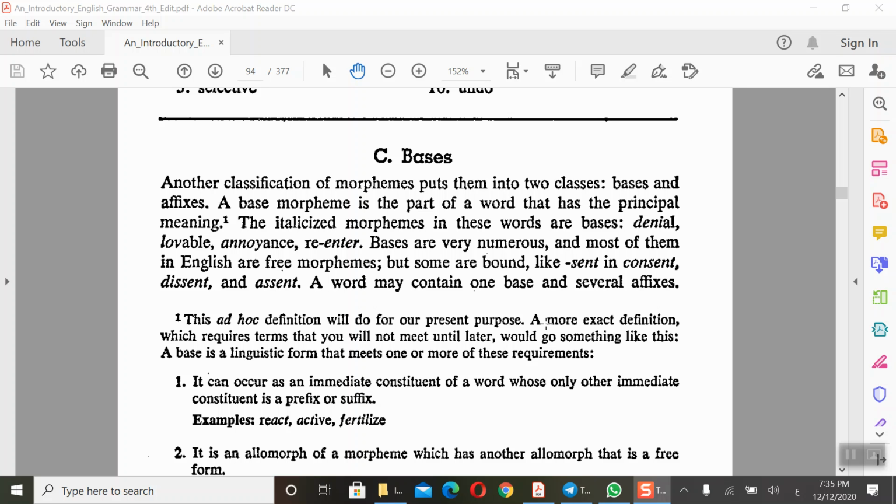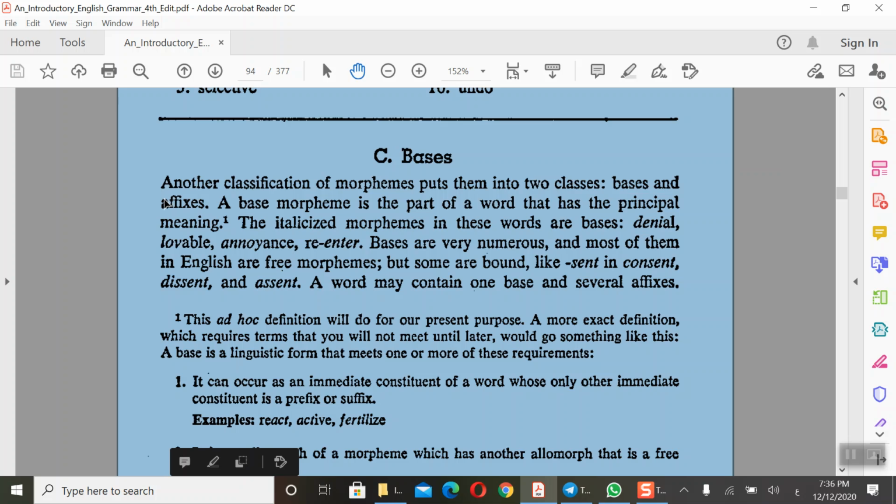We talked about the free and bound. We said that free morphemes can stand alone, but bound morphemes cannot stand alone unless attached, unless added to other words to be meaningful. Today we are going to talk about bases, another classification of morphemes. We have here two classifications, bases and what? And affixes. Bases and affixes.